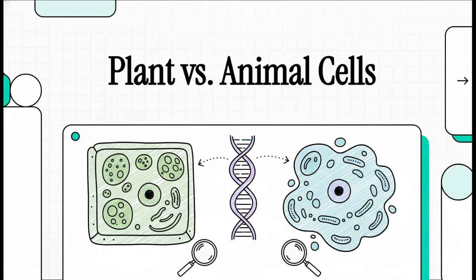All right, today we're going to take a tour, a microscopic factory tour to be exact. We're diving deep into the fundamental building blocks of life, comparing plant and animal cells to see what really makes them tick. You'll be surprised at how similar these two very different life forms actually are.